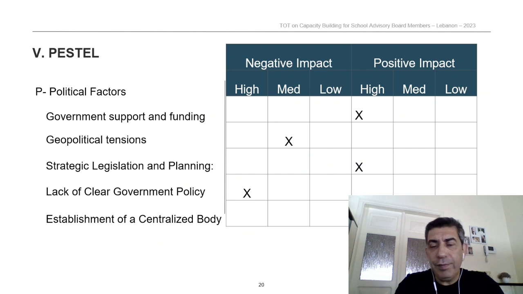For the political environment, we have government support and funding for TVET programs, geopolitical tensions and political interference, strategic legislation and planning, lack of clear government policy, and establishment or activation of the centralized body.